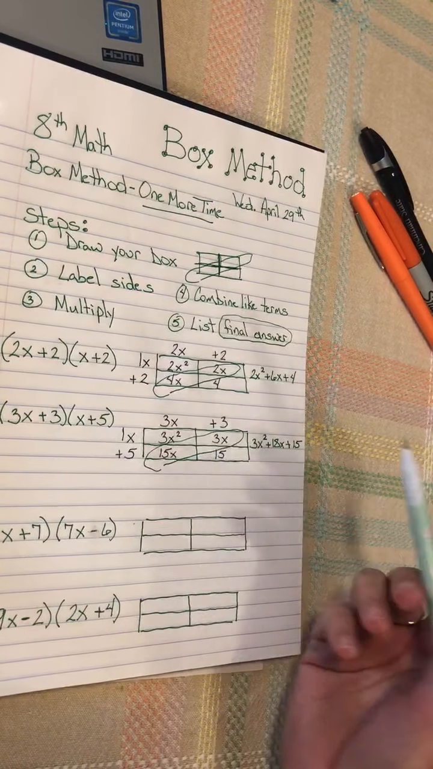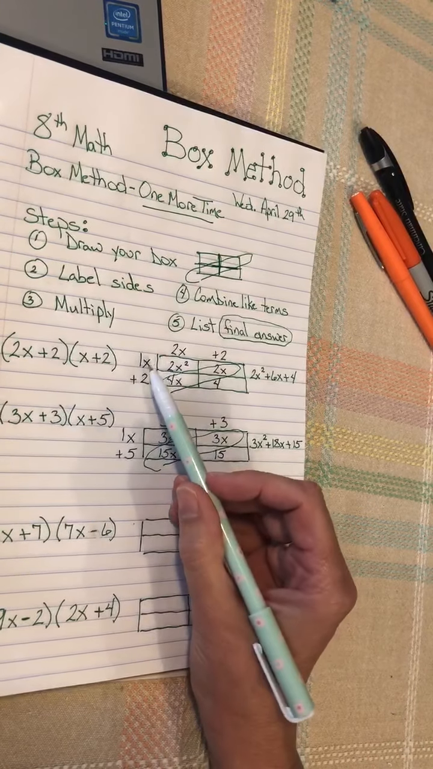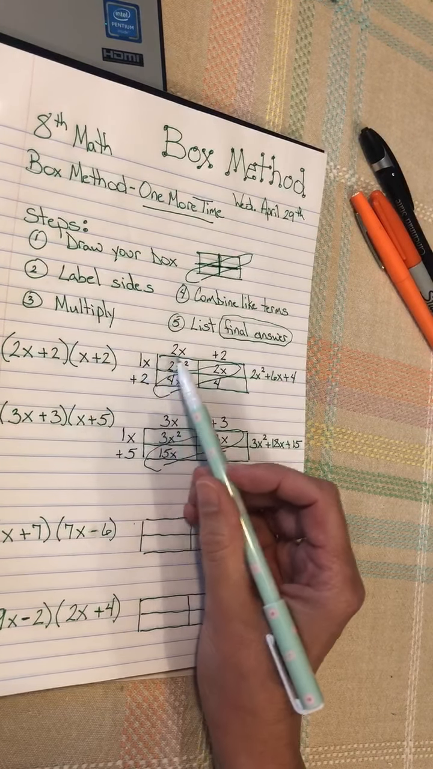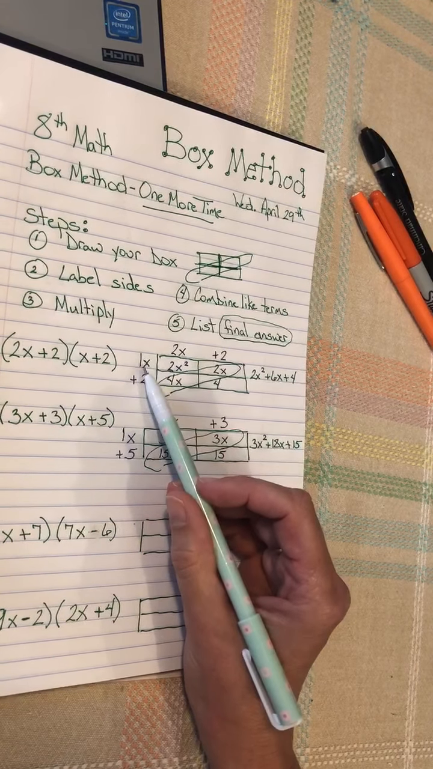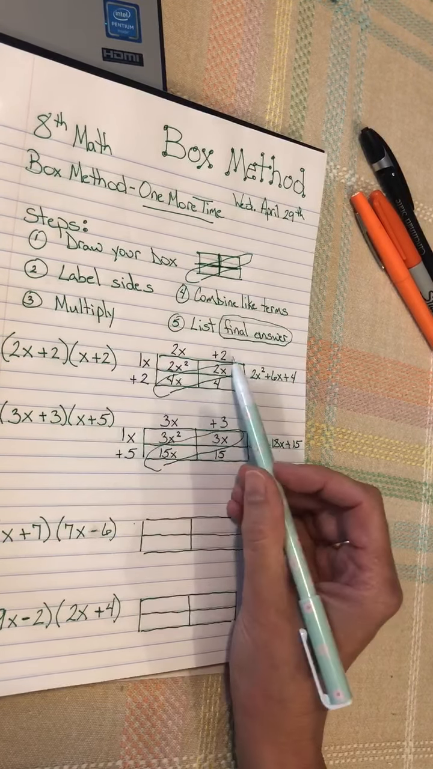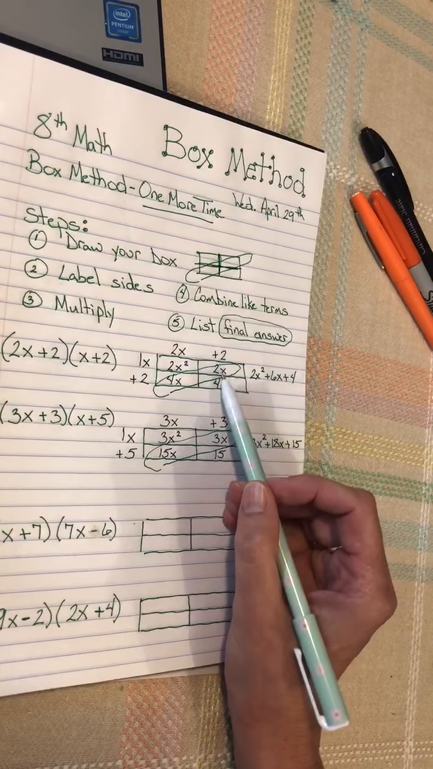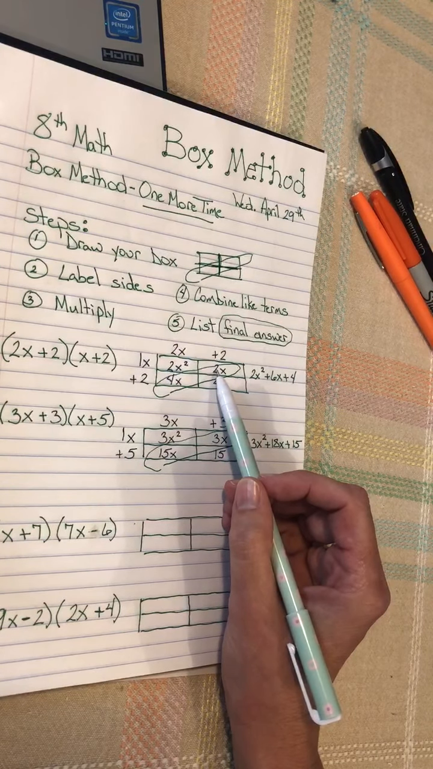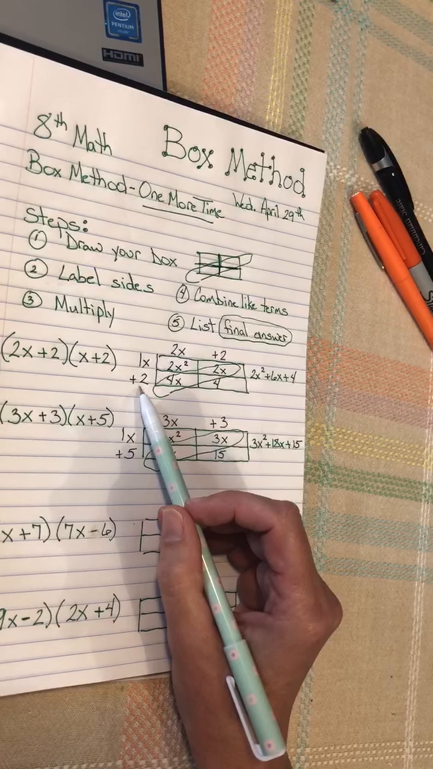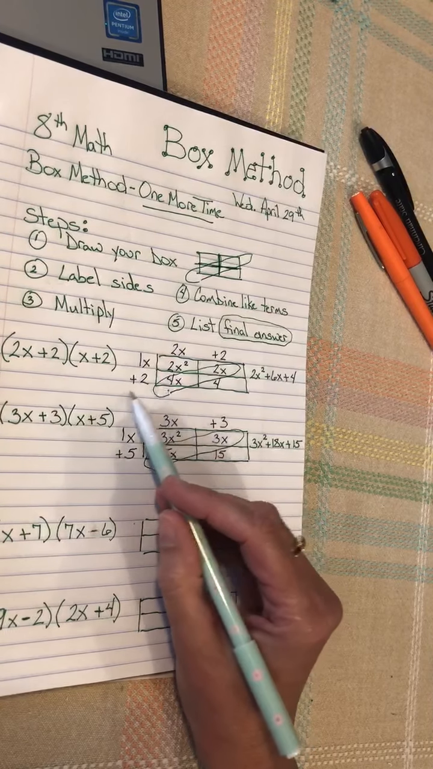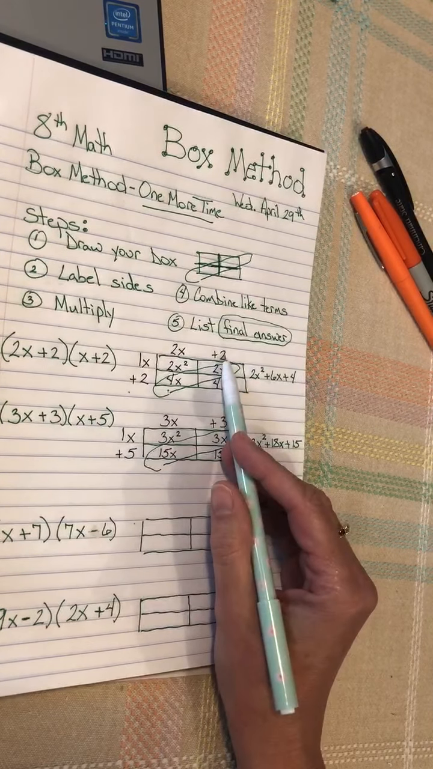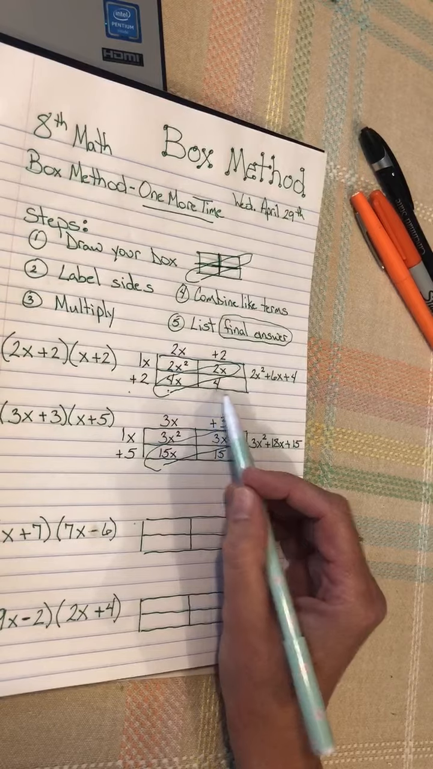Okay, now I'm going to multiply. So I'm starting in the corner. 1x times 2x is 2x squared. Then I finish it up. 1x times plus 2 is 2x. Then I come down to this term. Positive 2 times 2x is 4x. Positive 2 times positive 2 is positive 4.